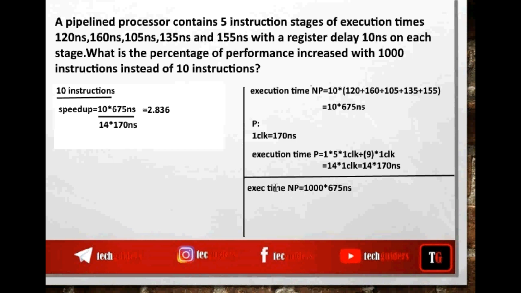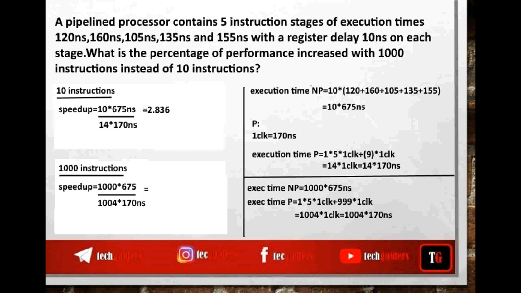For 1000 instructions, the execution time of the non-pipelined approach is the number of instructions into 675 nanoseconds. And for the pipelined approach, the time taken for the first instruction is the number of stages, 5, into 1 clock time, plus for the remaining 999 instructions, the time taken is 1 clock time each, which is equal to 1004 into 1 clock time, which is 1004 into 170 nanoseconds.